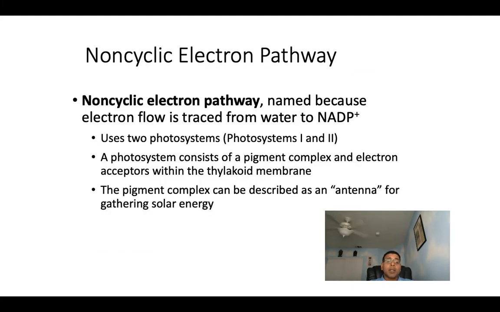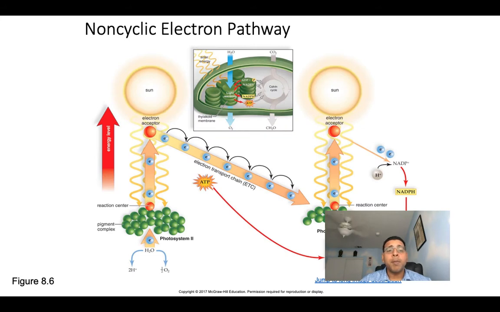So moving forward, let's talk about the non-cyclic electron pathways. The non-cyclic electron pathway is so named because the electron flow can be traced from water to a molecule of NADP+. So here in this figure 8.6, we can see this pathway uses two photosystems.